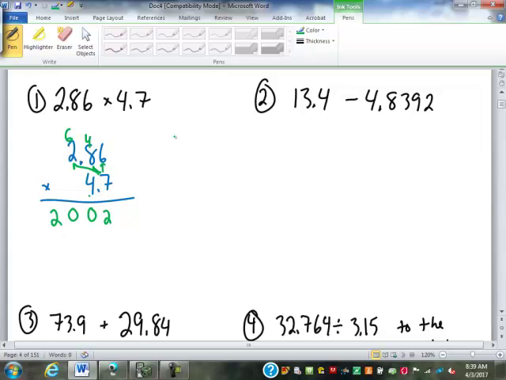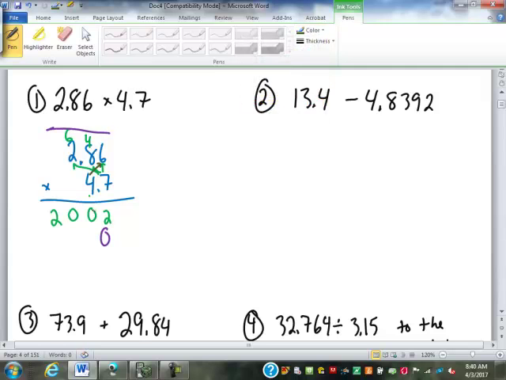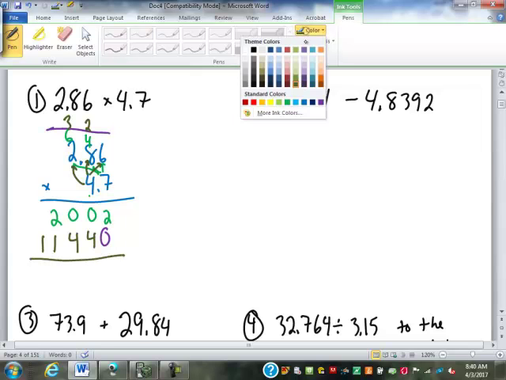Now, before we move over to the next digit, we do have to put in a 0 down here. And I'm going to put a line up here so I know what's new carries. 4 times 6, 24, so 4, carry the 2. 4 times 8 is 32, plus 2 is 34, so 4, carry the 3. 4 times 2 is 8, plus 3 is 11. So 1, carry the 1. And we add them up.